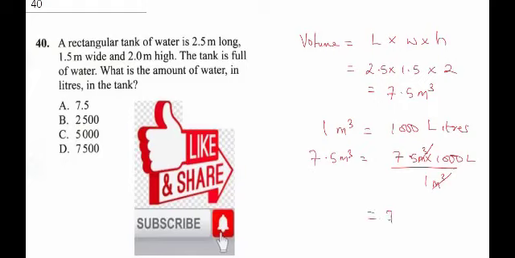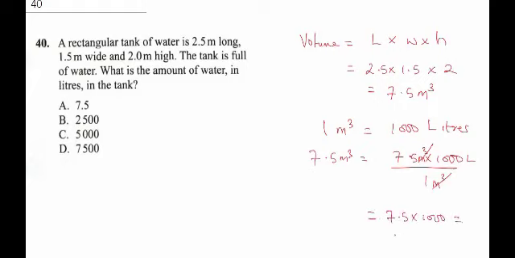So you're going to have 7.5 times 1000, and that's going to give us 7500. You move the decimal 3 places, 1, 2, and 3. So you are going to get a total of 7500, and that's our final answer. So we are going to be taking the correct answer at D. So as easy as that, you can attempt this question too.